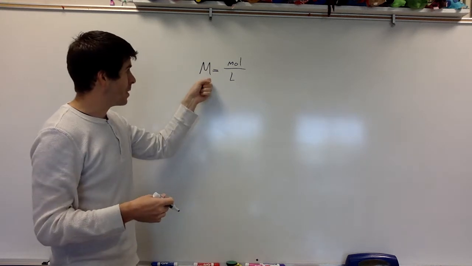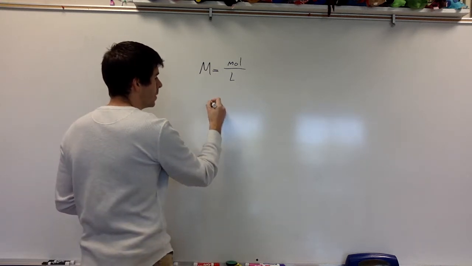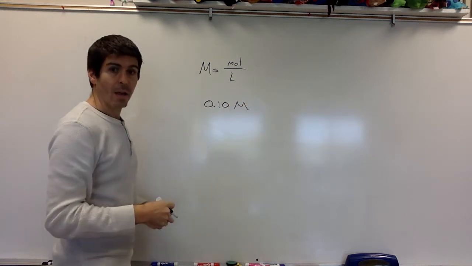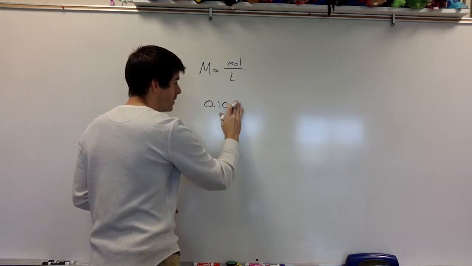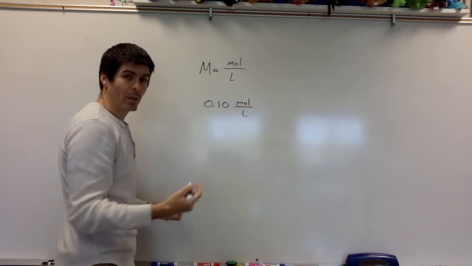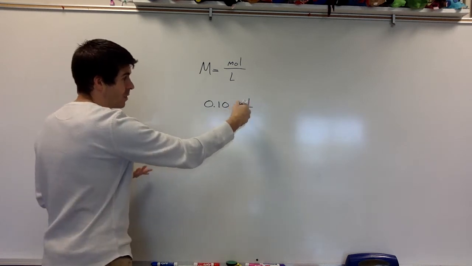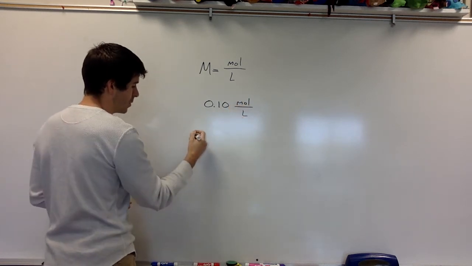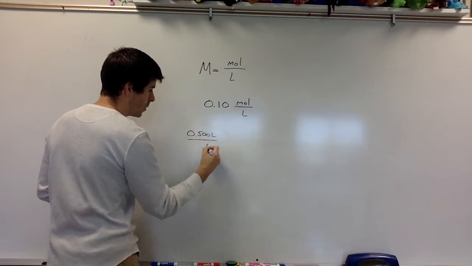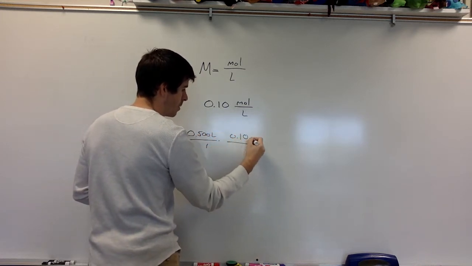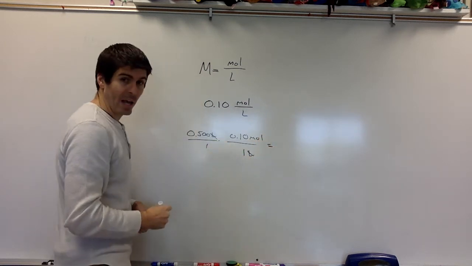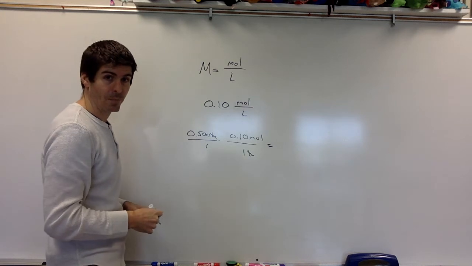But it's important to remember that if you have a number, 0.10 molar, that can be written as 0.10 moles per liter. And the reason we want to do that is we can use that as a conversion. So that big M is a conversion. If we had 500 milliliters, and we knew that there were 0.1 moles per liter, we could do a conversion instead of an algebraic equation.